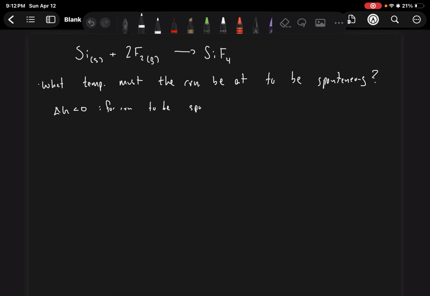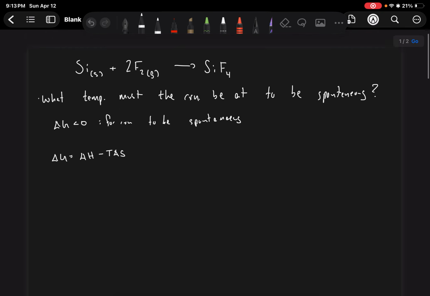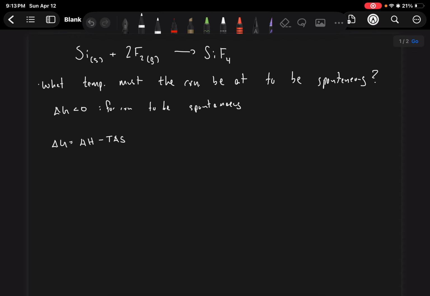So we need to find out how we will form a relationship between change in G and what we have. Based off of my formula sheet, the equation we need to use is change in G is equal to change in H minus T change in S. And also, I forgot to mention, we'll just be using standard conditions, kind of.